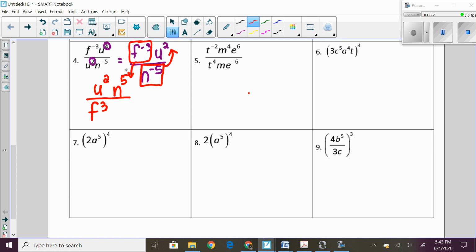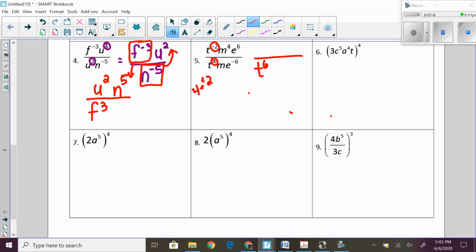Okay? On number 5, very similar, kind of combines the last couple of problems. I wouldn't move anything around yet. I would make my fraction bar, and I would start off with, okay, I have t to the negative 2 and t to the 4th. Well, 4 is bigger than negative 2, so I know that my t's will be left in my denominator. I'm now going to do 4 minus negative 2, which really becomes 4 plus 2. So I have t to the 6th power.